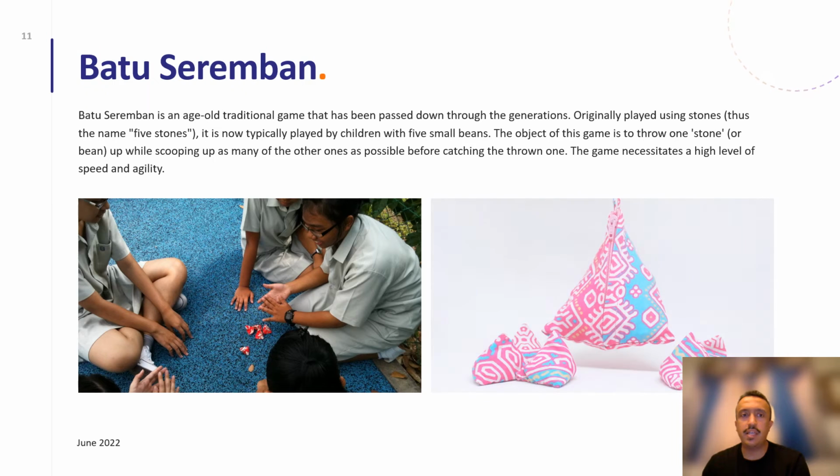The second traditional game is called Pato Semban. Pato Semban is an age-old traditional game that has been passed down through the generations. The object of this game is to throw one stone or pin up while scooping up as many of the other ones as possible before catching the thrown one. The game necessitates a high level of speed and agility.